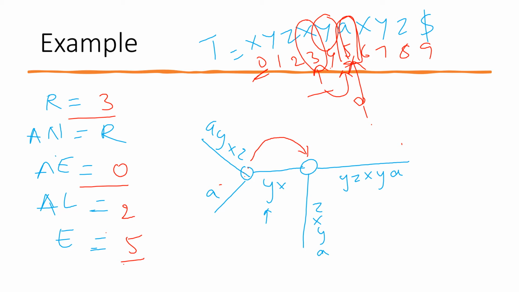Since we created a new leaf node, we are decrementing the remainder by 1, so it becomes 2. Then we decrement the active length by 1, and we are incrementing the active edge by 1. So this is the active edge right now, pointing here, and active length is only 1 here. After this we'll increment the phase.